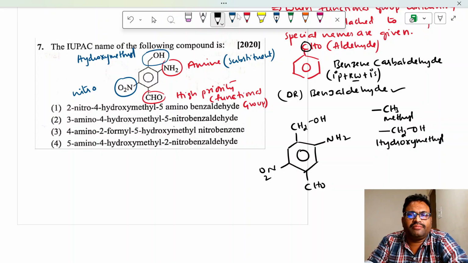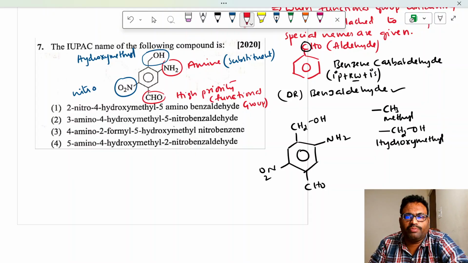Numbering starts from the high priority functional group, 1. Then if you move in the anti-clockwise direction, you will get amine at the third position. But at the second position, you are finding nitro. So 2, clockwise direction, 3, 4, 5, 6. So this should be the numbering.